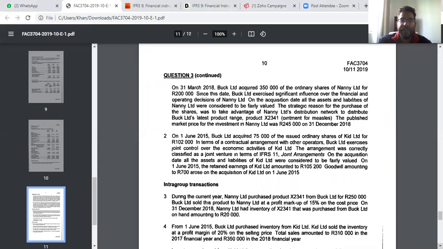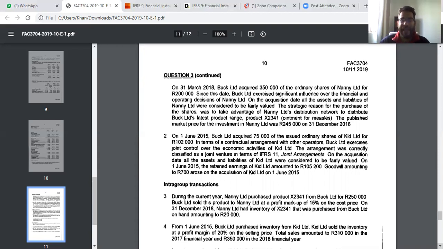So they say the arrangement was correctly classified as a joint venture in terms of IFRS 11. On the acquisition date, all the assets and liabilities were considered to be fairly valued. On 1 June 2015, the retained earnings of KID amounted to 105. Goodwill amounting to 700 Rand arose on the acquisition of KID Ltd on 1 June 2015.